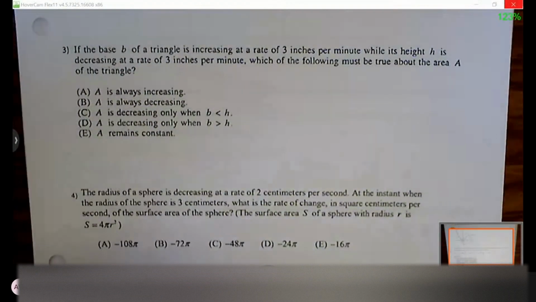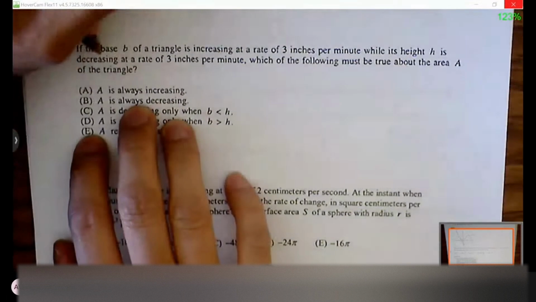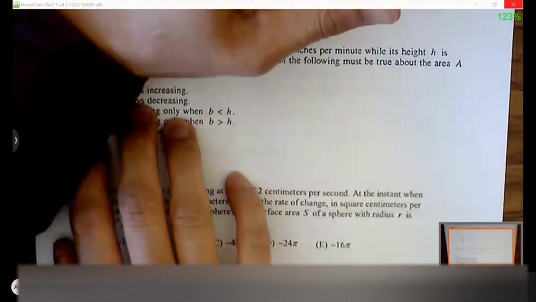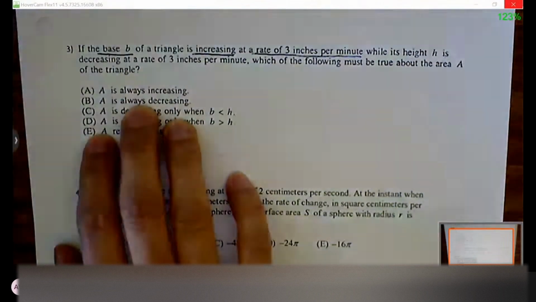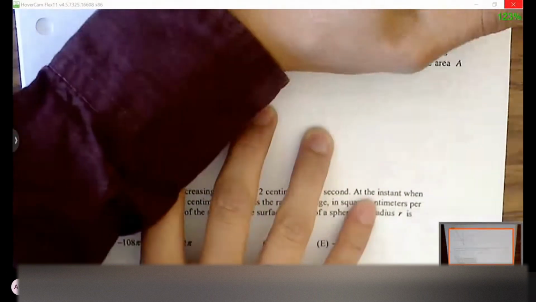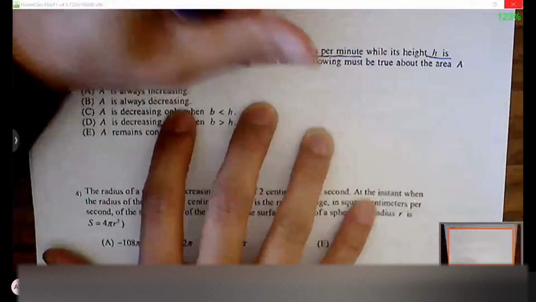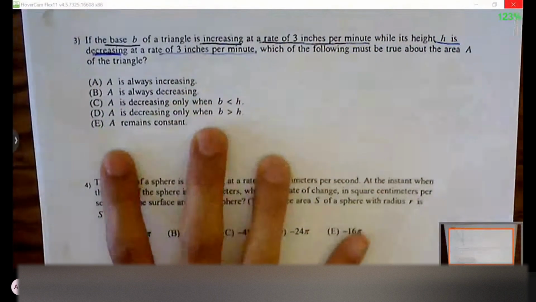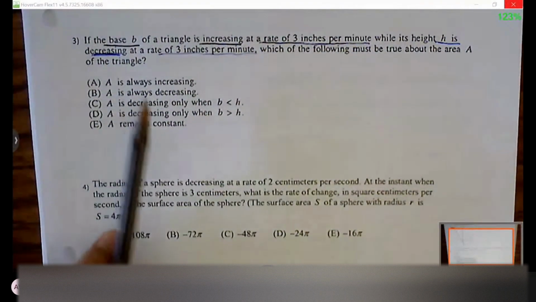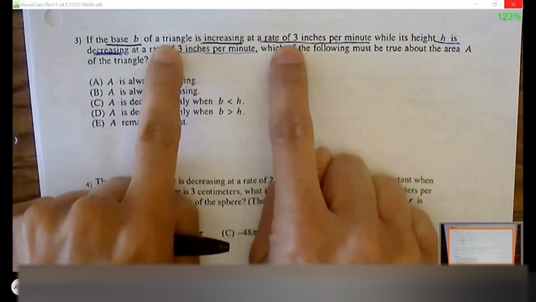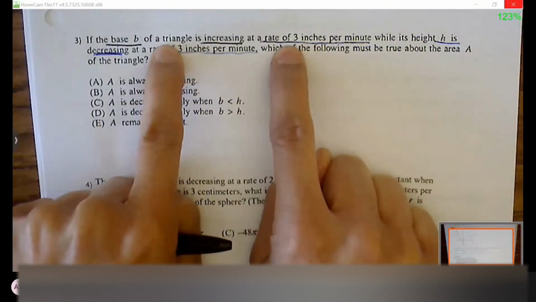to their appropriate variables here. So we have base B increasing at a rate of 3 inches per minute. And then we also have H, which is decreasing at a rate of 3 inches per minute. So let's see if we can assign those here. So base B is increasing at a rate of 3 inches per minute. What variable is that referencing?